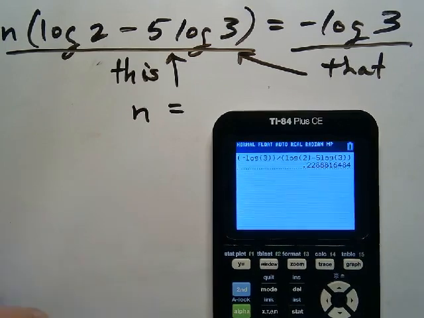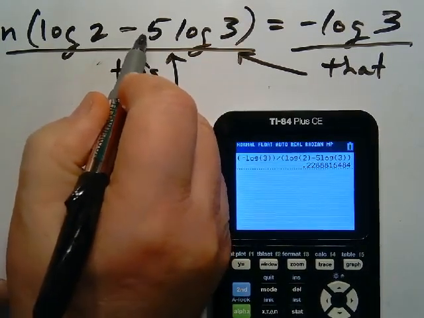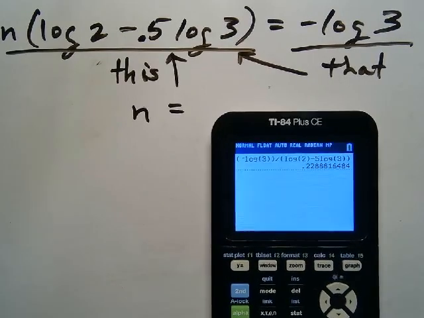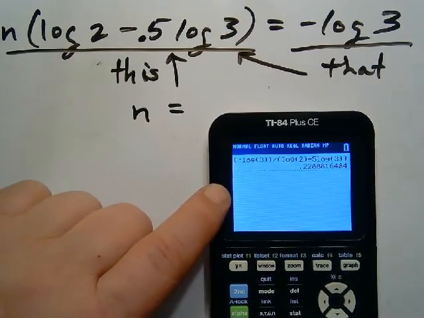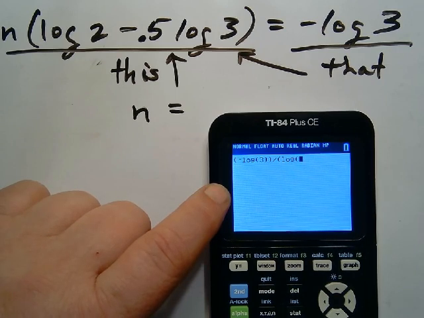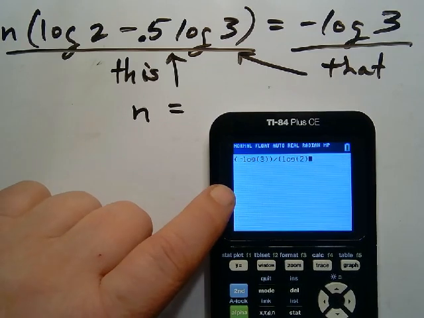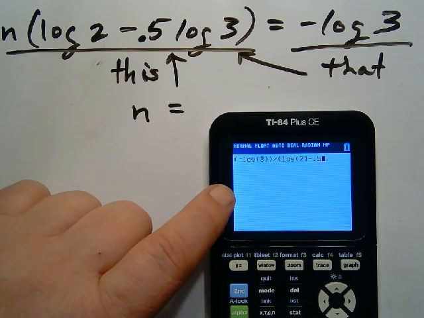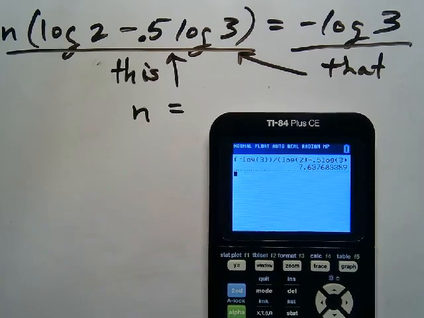I just realized that I had dropped that 0.5 here. It got lost in the process. Let's try that again. So here we go. Clear. Parentheses, negative, log base 10 of 3, close the 3, close the numerator, divided by, parentheses, log base 10 of 2, close the 2, minus 0.5, log base 10 of 3, close the 3, close the denominator.